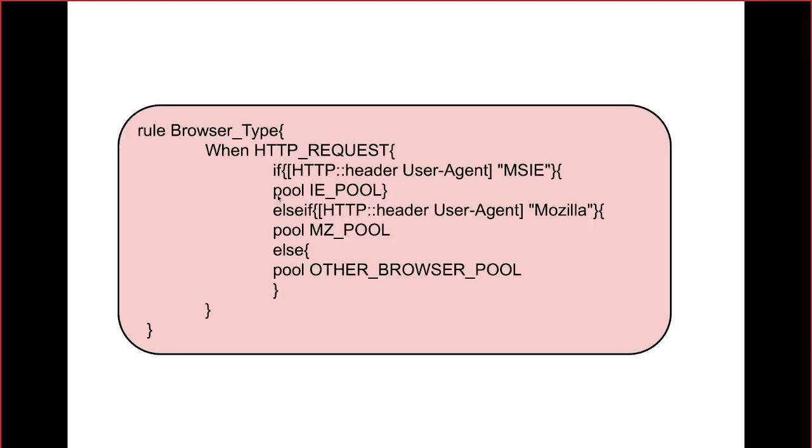How about now? The rule browser type is what? In HTTP request, when an HTTP request event occurs, under your header, if you see the user agent is MSIE, what is that? Microsoft Internet Explorer. Then pool is going to be IE pool. If the user agent is Mozilla, then pool is going to be MZ pool. If not, other browser pool. I have three different pools, right? If the request is coming from Internet Explorer, then the pool is going to be used as IE pool. If it is Mozilla, then it will be forwarded to MZ pool. If nothing is matching, then it will be forwarded to other browser pool. Do you understand the script now?